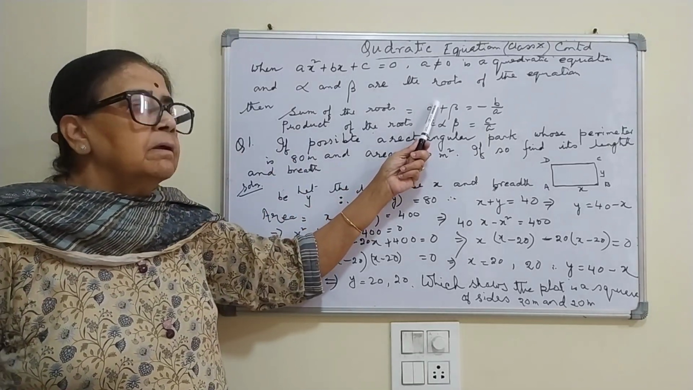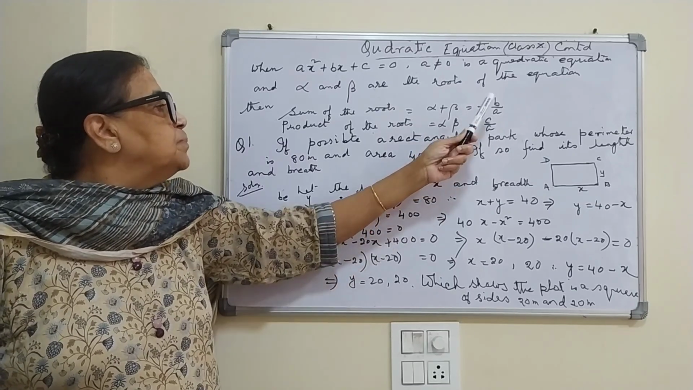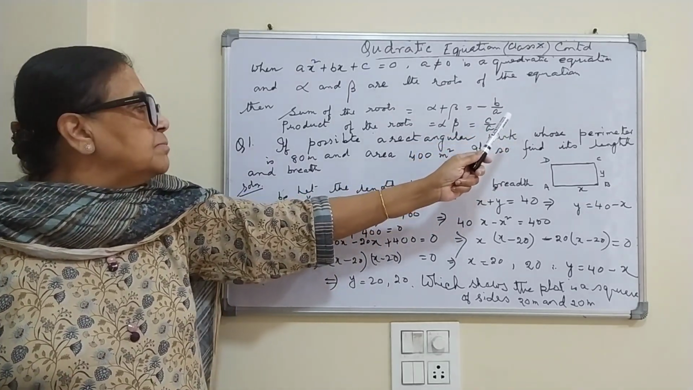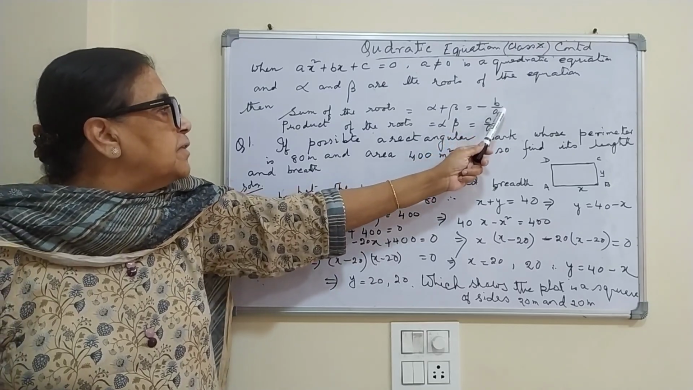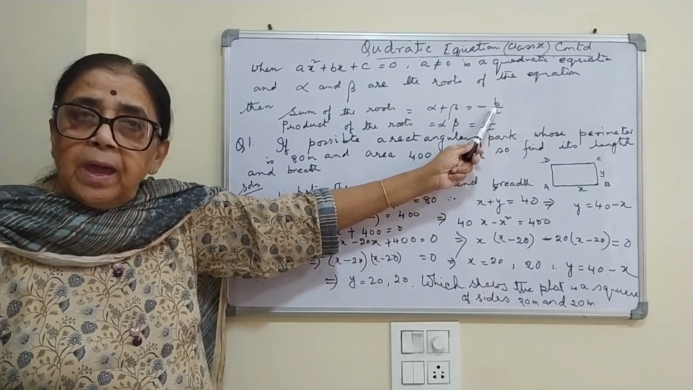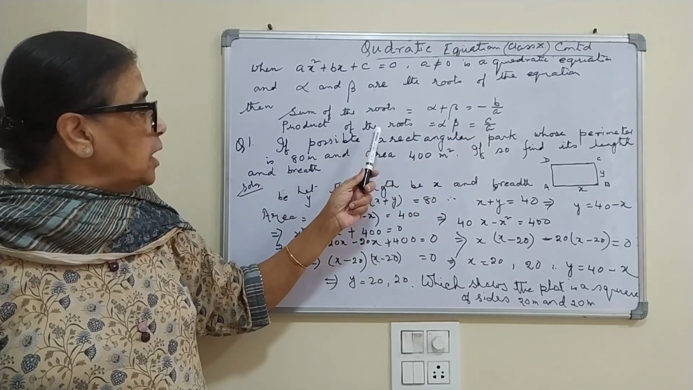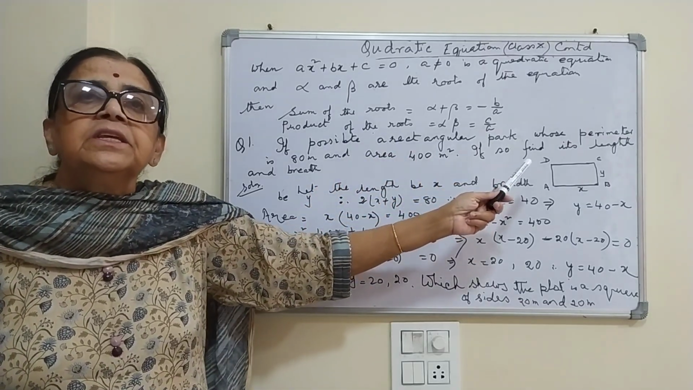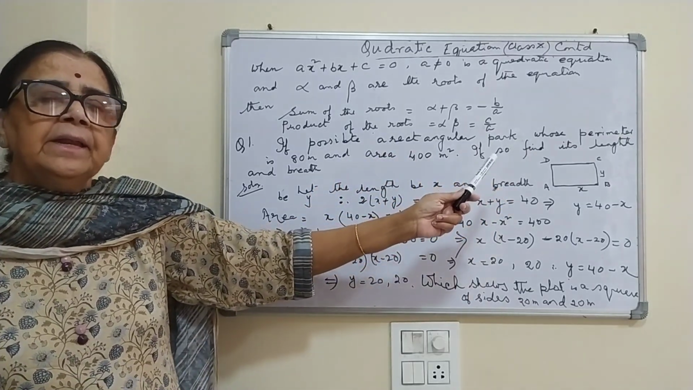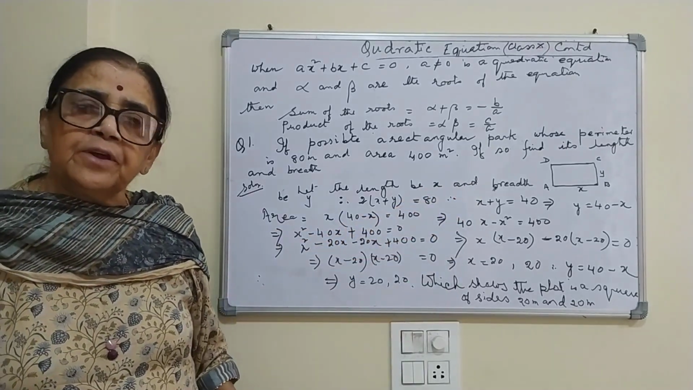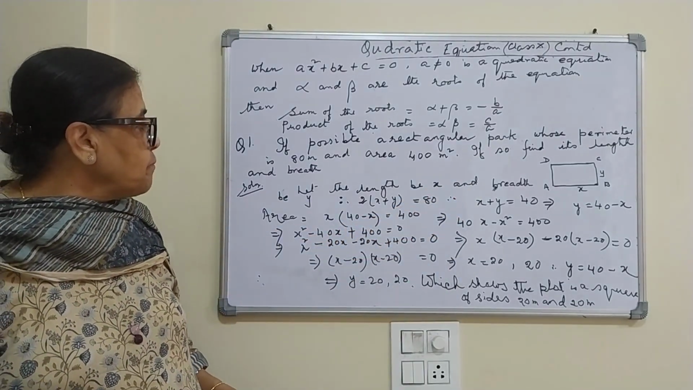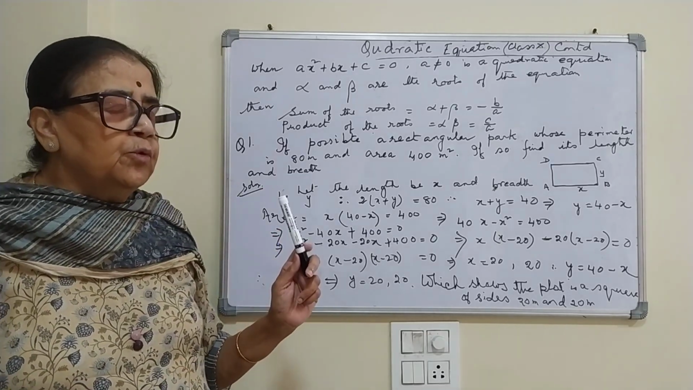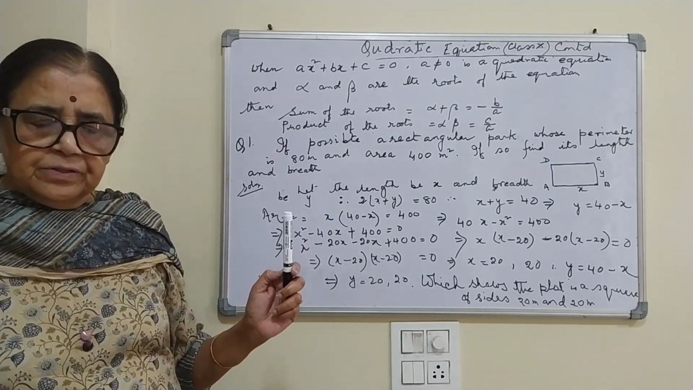Sum of the roots, alpha plus beta, is minus b by a, that is, minus the coefficient of x divided by the coefficient of x square. And the product of the roots, alpha beta, is c by a. C is the constant term and a is the coefficient of x square. Now we move to questions.